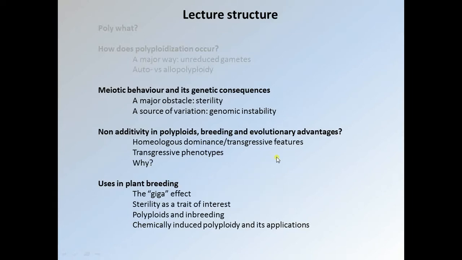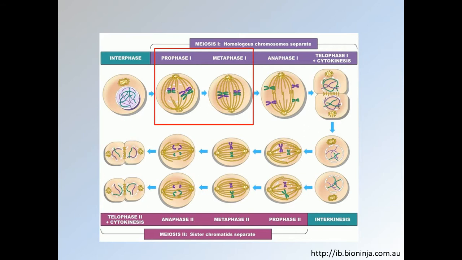Let's go on with the next chapter, which will be about the meiotic behavior of these polyploids and the genetic consequences of it. We'll talk now mostly about prophase and metaphase 1 and also anaphase 1.